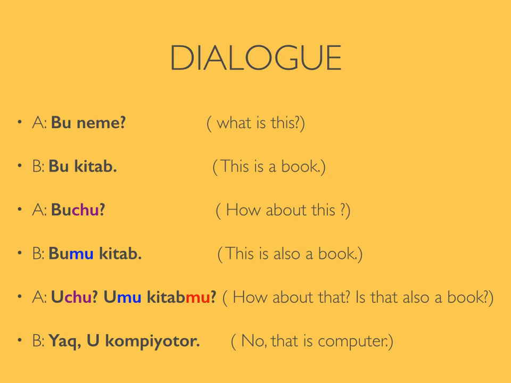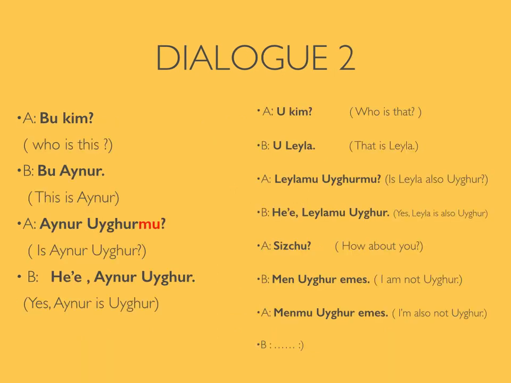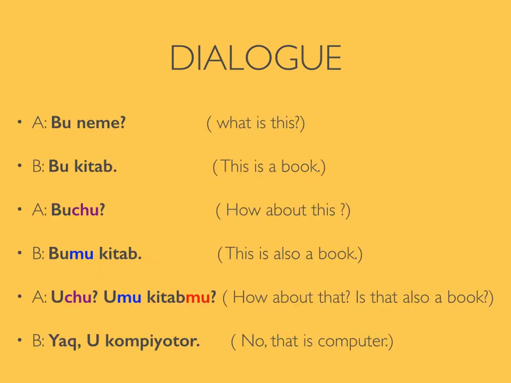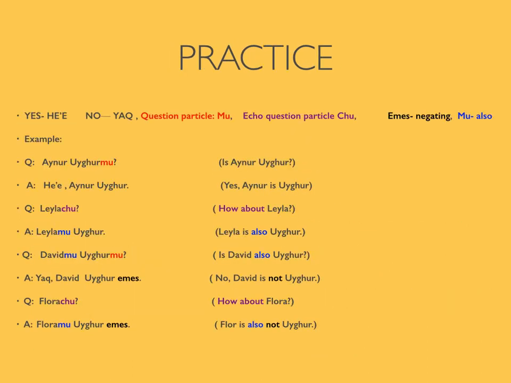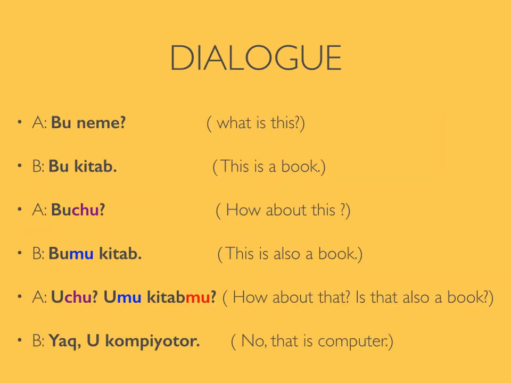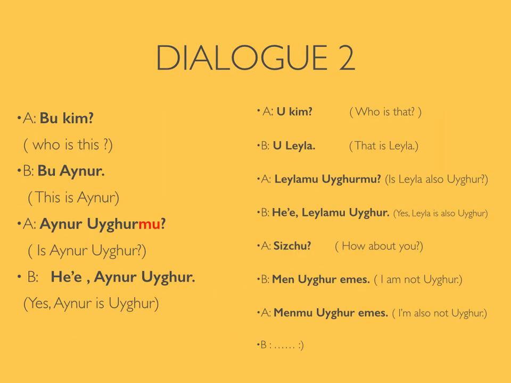So let's see the second dialogue. A asked, Bu kim? Who's this? B answered, Bu Aynur. This is Aynur. Aynur Uyghur mu? Is Aynur Uyghur? So now when you're here, it's already becoming very easy, right? I don't have to really explain the structure. You already start to maybe get to know after so many Aynur Uyghur mu. We practice here, so it's almost the same. I just added Bu kim. Who's this? Bu Aynur. Aynur Uyghur mu? Aynur Uyghur. Yes, Aynur is Uyghur.